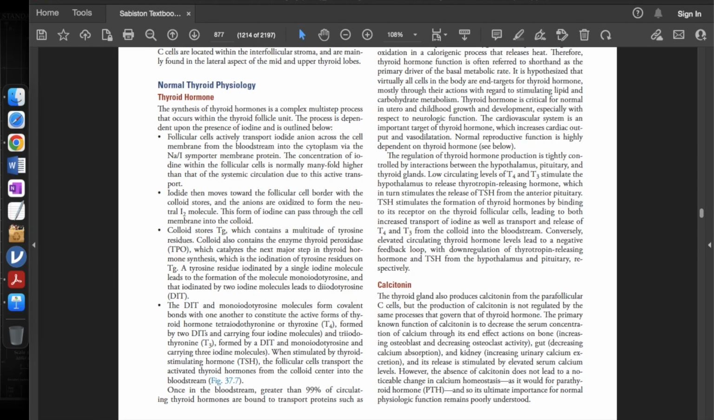After the anatomy and histology, let's talk about some normal thyroid physiology, starting with the thyroid hormone. The synthesis of thyroid hormones is a complex multi-step process that occurs within the thyroid follicle unit. The process is dependent upon the presence of iodine and is outlined below.